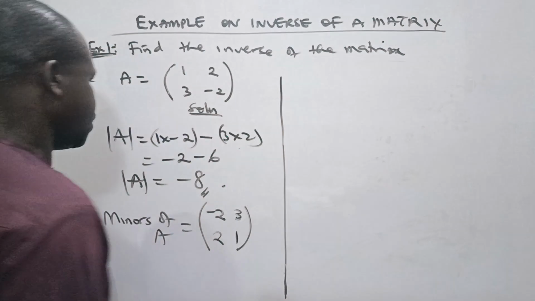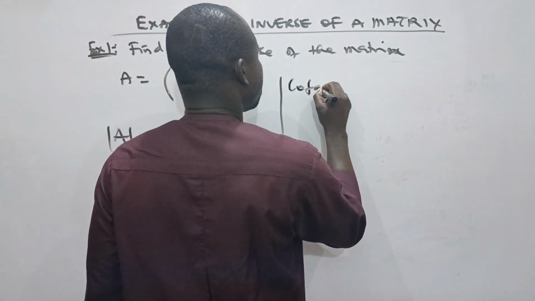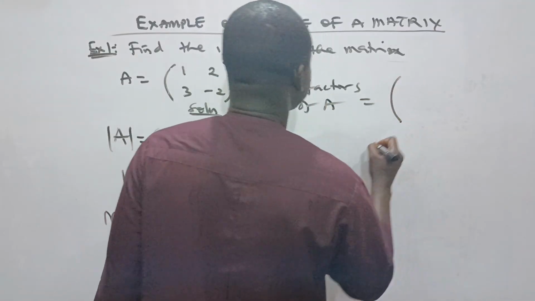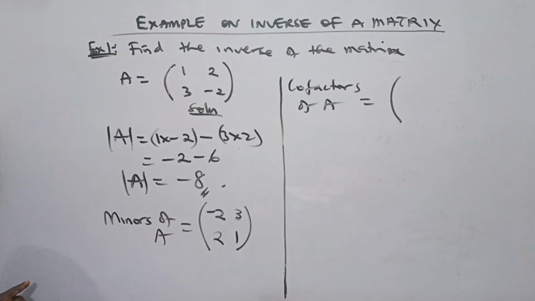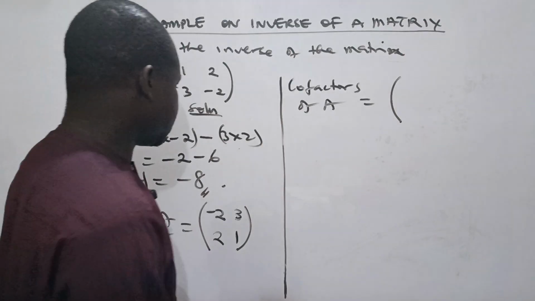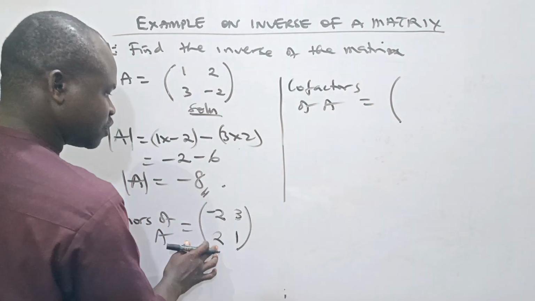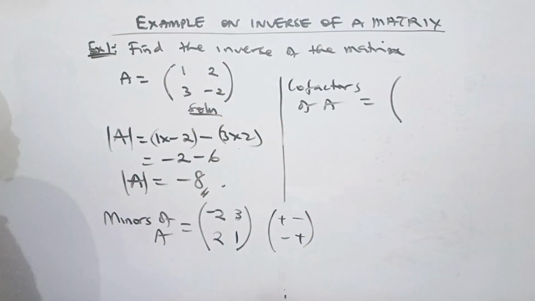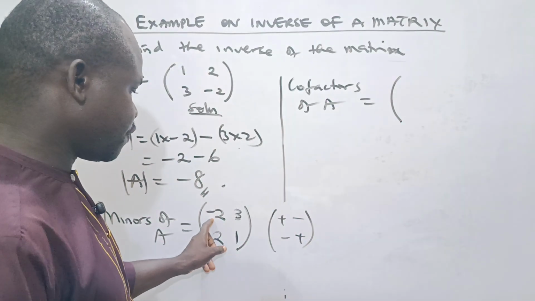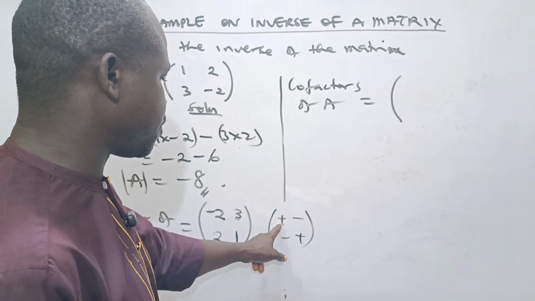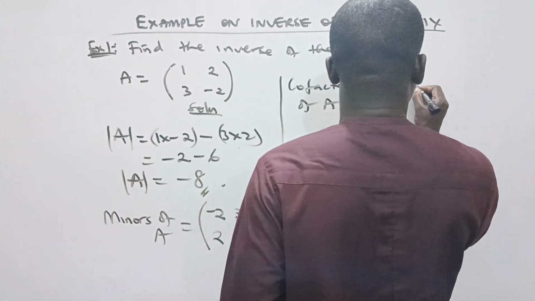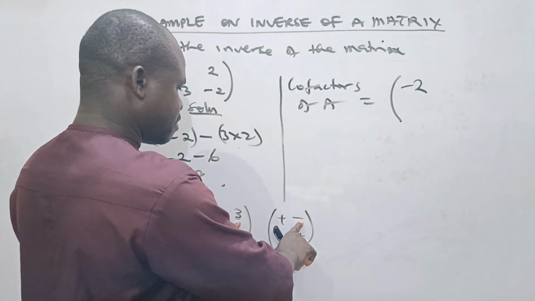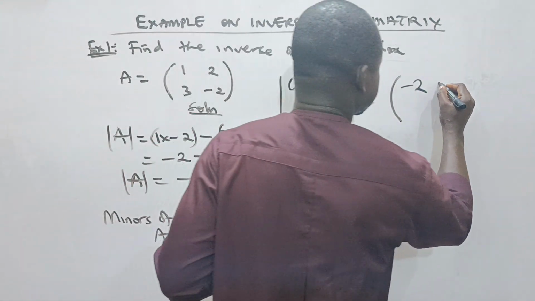Then after the minor of A, we go ahead and find the cofactors of A. How do we find the cofactors of A? Cofactor simply means minor with appropriate sign. In this case, this is 2 by 2, so the appropriate sign will be plus, minus, minus, plus. In the first row, first column, this is minus 2, with plus sign, plus times minus is still minus. We have minus 2. The first row, second column, this is 3 with minus sign, that's minus. We are going to have minus 3 here.